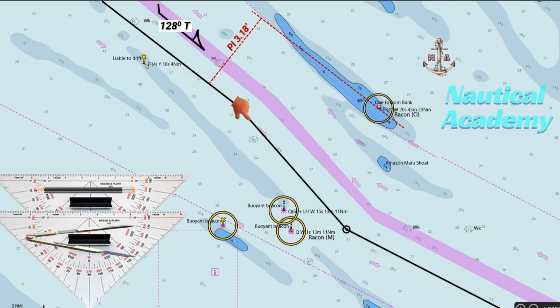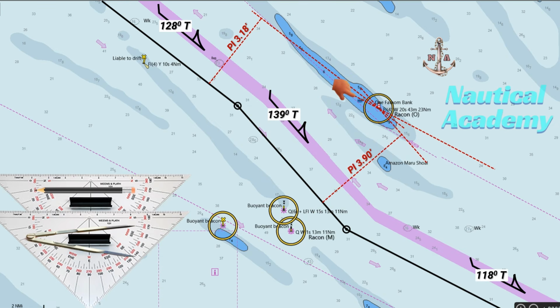Now, for the PI of this leg, if we are using the same reference point, simply follow the procedure as shown earlier. The PI distance for this leg is 3.90 nautical miles. For this leg, if we use the same reference again, the PI distance is 4.62 nautical miles.